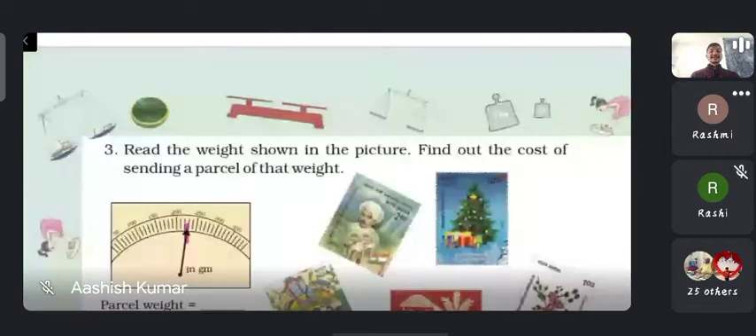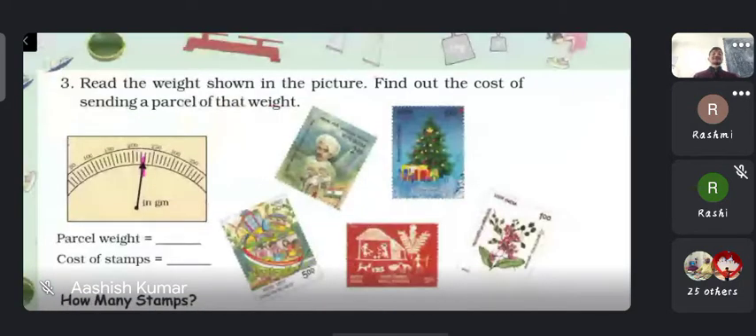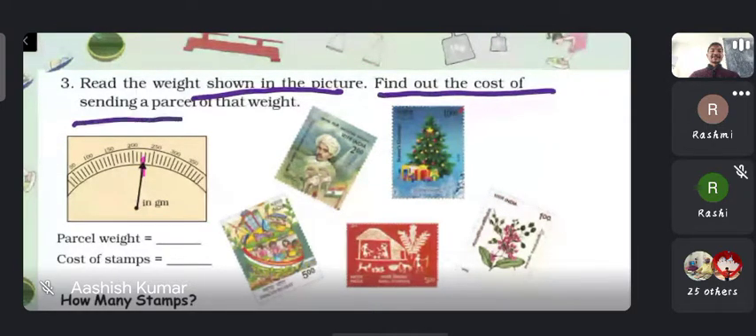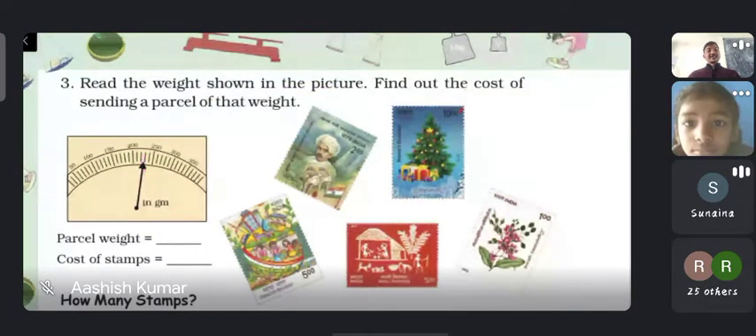Question number 3. What is the question? Read the weight shown in the picture. Find out the cost of sending a parcel of that weight. So you have to read out the weight.